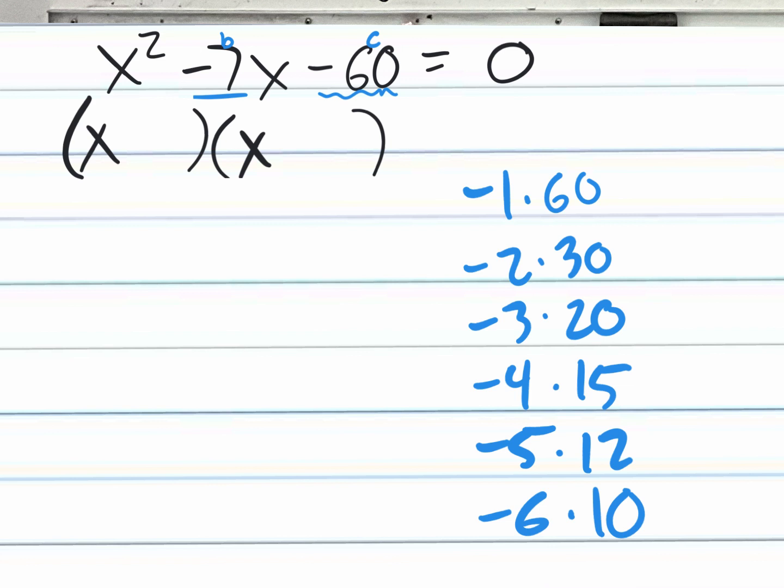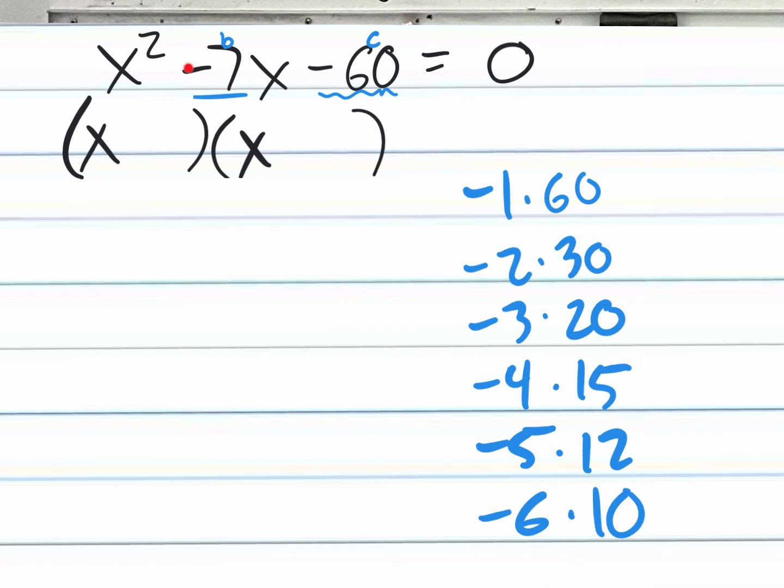So again, the question becomes what times what is c that if you add together is b? So if you just started combining these, what is 60 plus negative 1? That'd be a 59. That middle value is not 59. 30 take away 2 is 28. That's not a 28. 20 take away 3 is 17. That's not a 17. 15 take away 4 is 11. That's not 11. 12 take away 5 is 7. That is a 7, right?